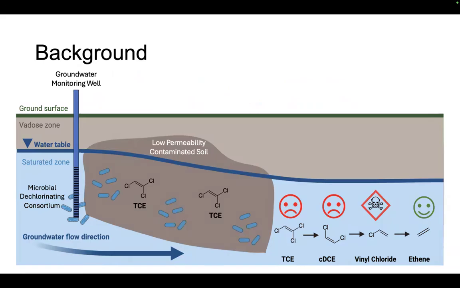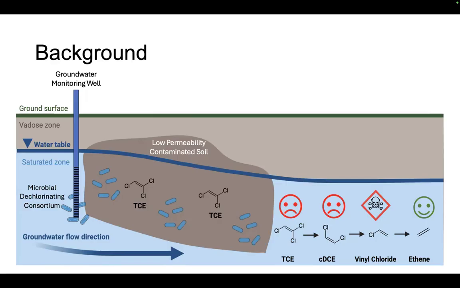Groundwater contamination from chlorinated solvents like trichloroethene or TCE remains a persistent challenge at many sites. Even after the source is removed, TCE can persist because it diffuses into low permeability zones where it is stored and slowly released back into flowing groundwater over time.